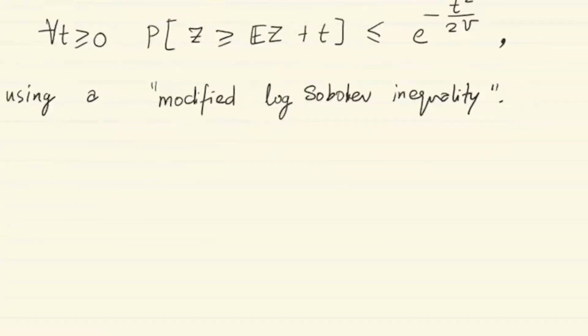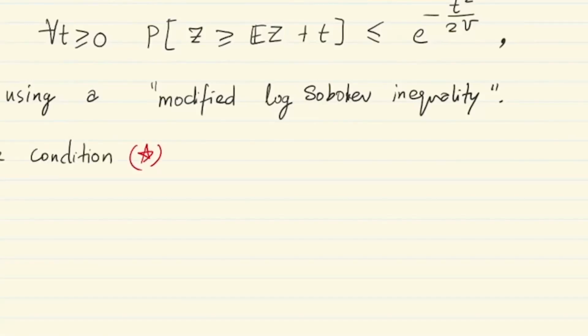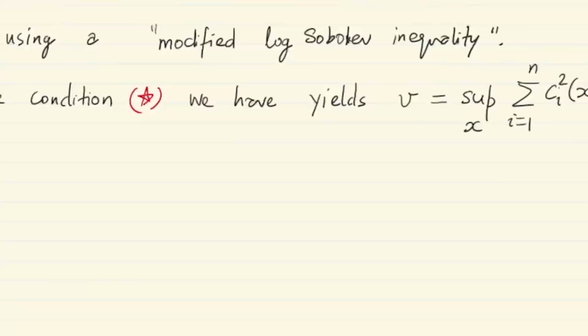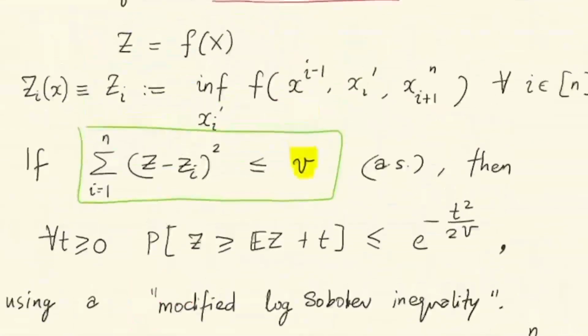So let me just remark here that the condition star that we have yields v equal to the supremum over all x of the sum i equal to 1 to n ci square of x. Okay, so you can apply the entropy method to derive this inequality, with v being exactly this quantity here, the maximum over all x of ci square x.